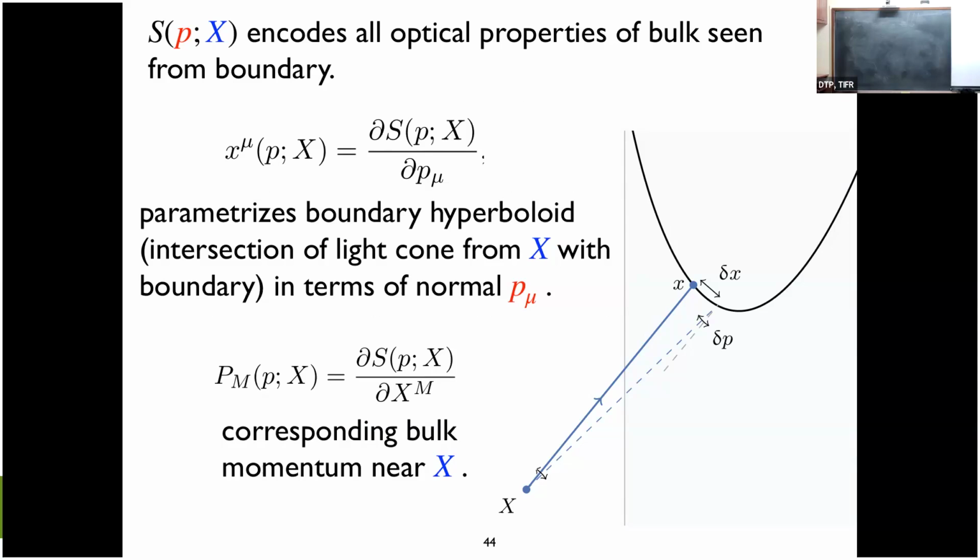That gives you a function S of P and X. And the phase on this is not 0, there's a P dot X contribution from the Legendre transform, so it's a non-trivial function. The derivative of this function with respect to the boundary momentum gives you the boundary position. The shape of the hyperbola is completely contained in this function. And if you take a derivative with respect to the bulk position, you get the bulk momentum. So everything you could ever need to know about the optics of the bulk is contained in this function.